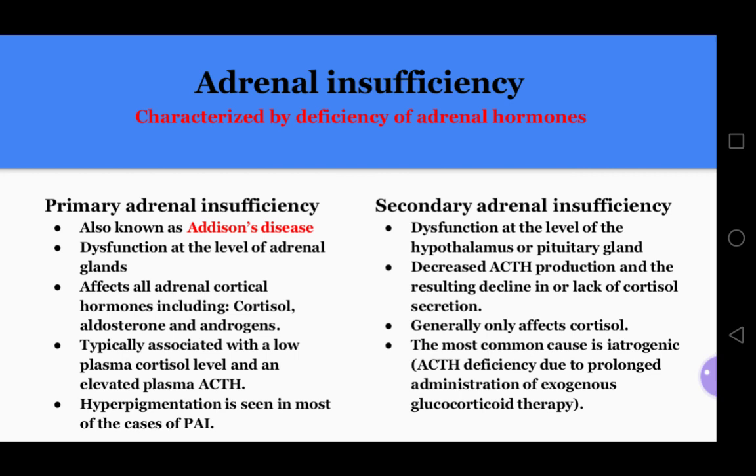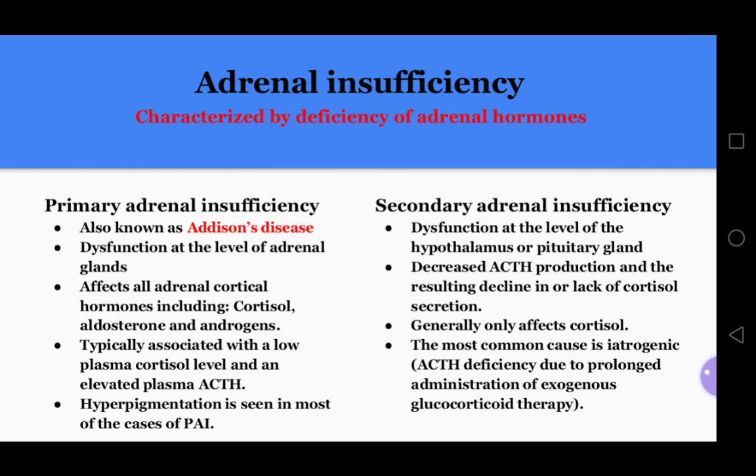Now coming to adrenal insufficiency. Adrenal insufficiency is characterized by a deficiency of adrenal hormones. It can be primary or it can be secondary. Primary adrenal insufficiency is known as Addison's disease. The dysfunction is at the level of the adrenal gland. It affects all adrenal cortical hormones, including cortisol, aldosterone, and androgens. It's typically associated with a low plasma cortisol level and an elevated plasma ACTH.